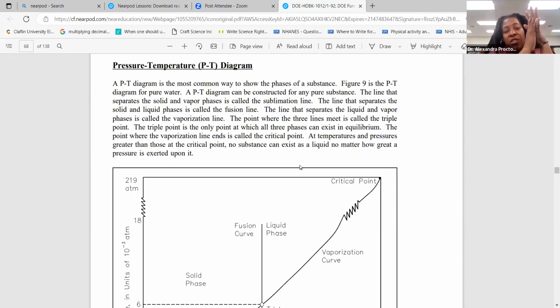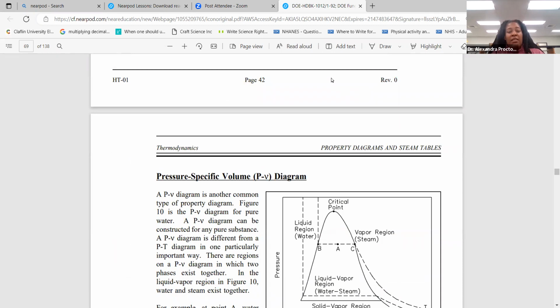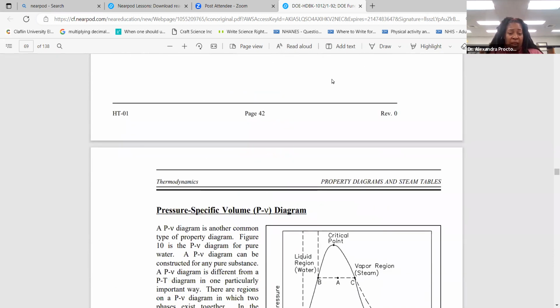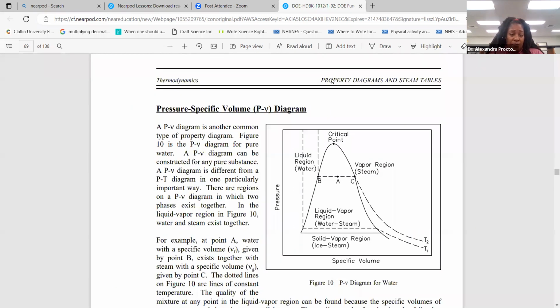And at temperatures and pressures greater than those at the critical point, no substance can exist as a liquid, no matter how great of a pressure you exert on it. Okay, so out here, you can't have a liquid, no matter how much pressure you put to try to get those molecules to come into close proximity to one another, to organize themselves into the liquid state. You cannot have the liquid state past that critical point.